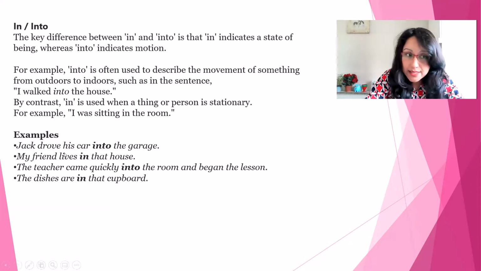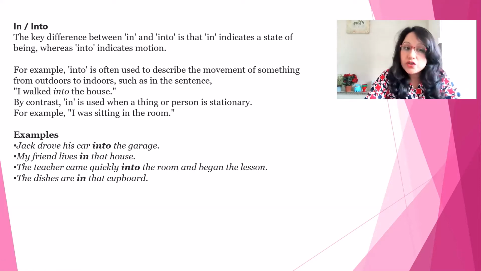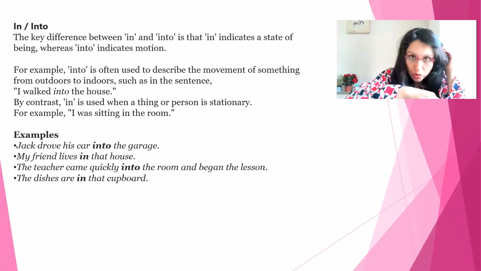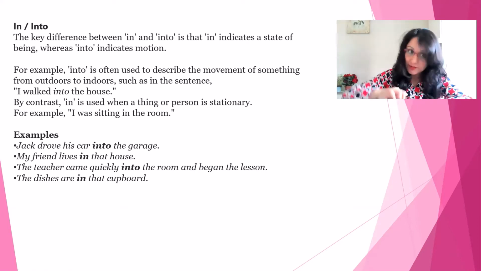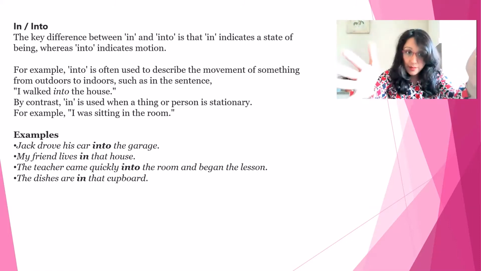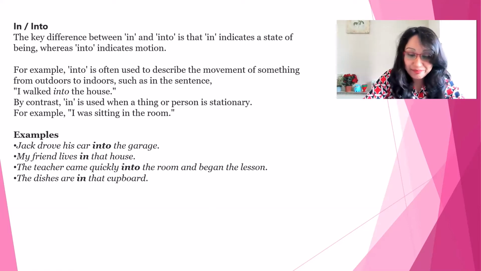As in these examples: Jack drove his car into the garage. My friend lives in that house. The teacher came quickly into the room and began the lesson. The dishes are in that cupboard. When you have into, that means the teacher came quickly, so we're talking about motion. She came into the room, of course, walking. So that's about motion. And the dishes are in that cupboard. Again, no motion there because they're dishes anyway. So everybody understands.